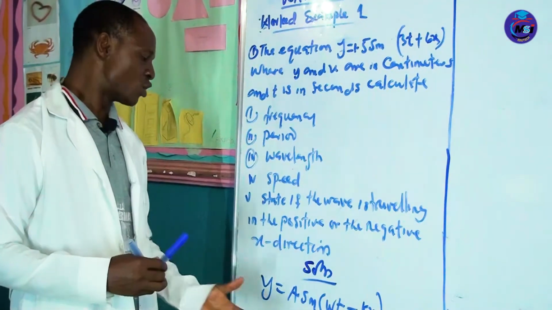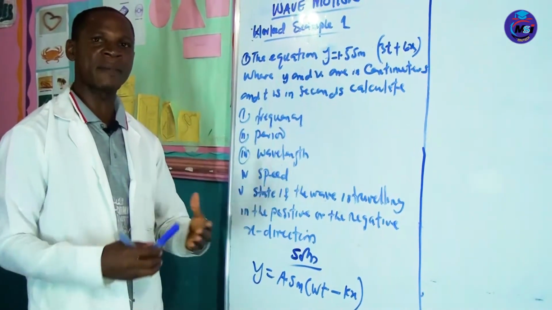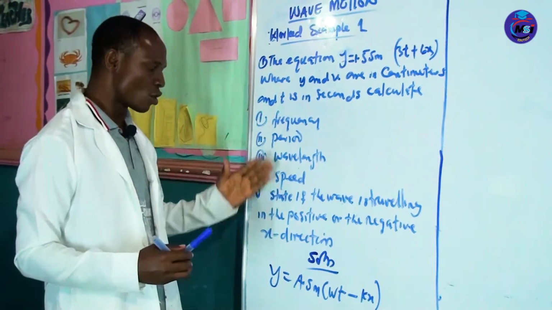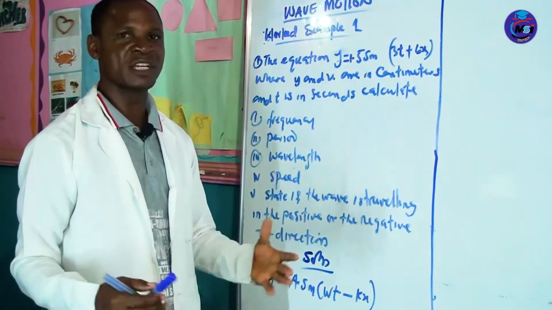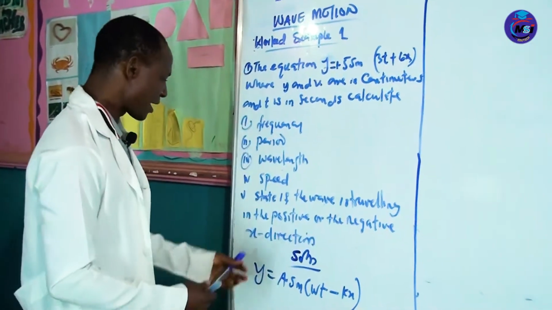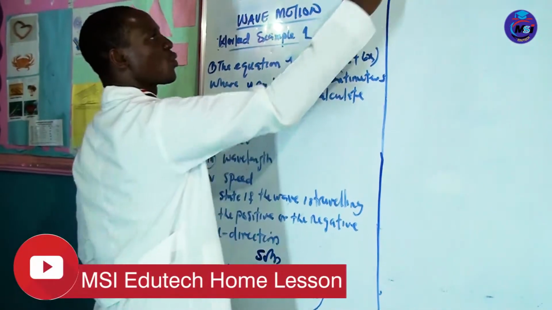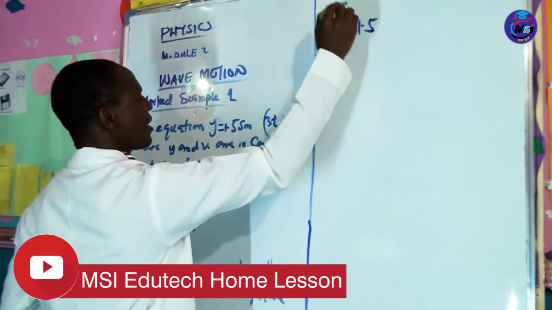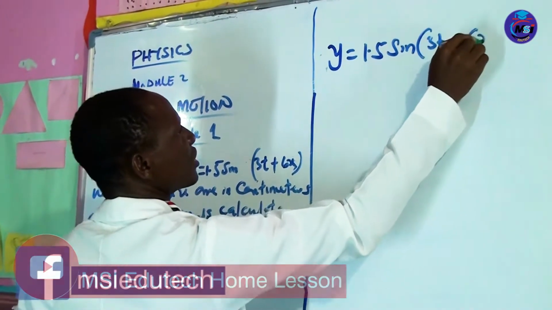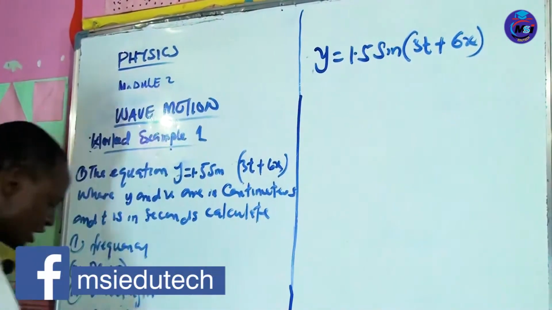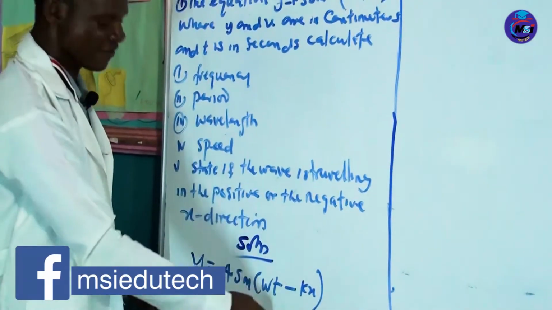So the next thing is to equate them. All the parameters you are looking for will just come out one after the other, just as if you are doing a fractional distillation. Now, if you compare the general equation with the equation given in the question, which is y equal to 1.5 sine of 3t plus 6x, the equation to solve the problem is this. That is very, very important.